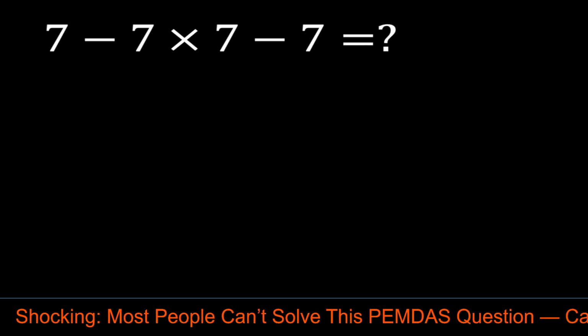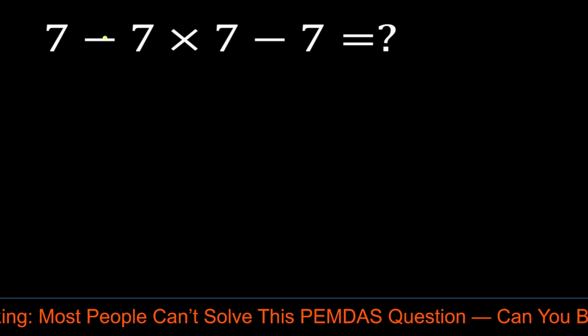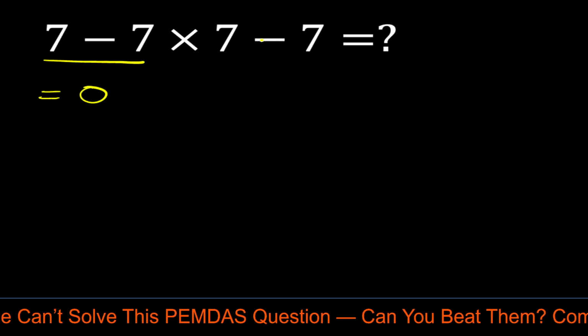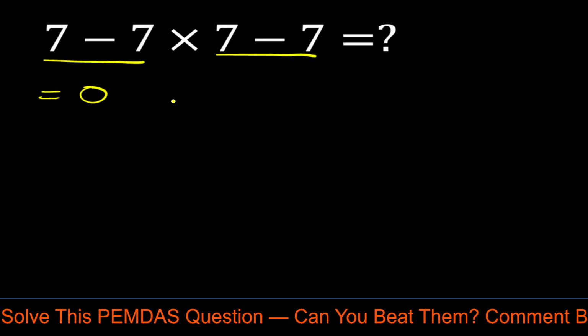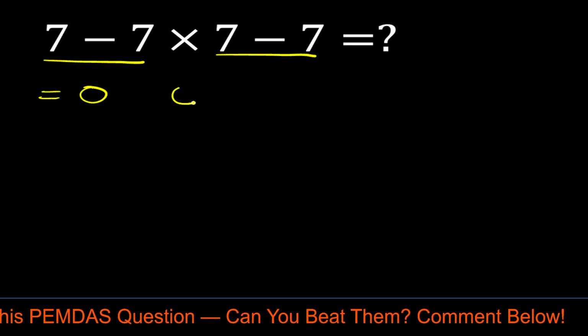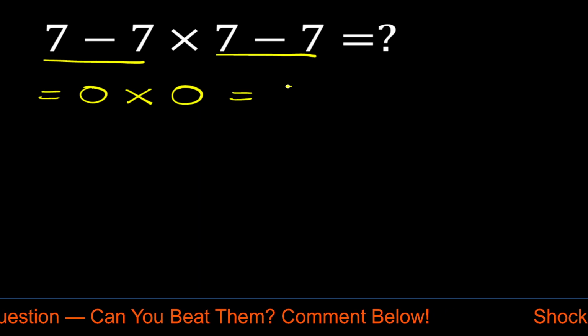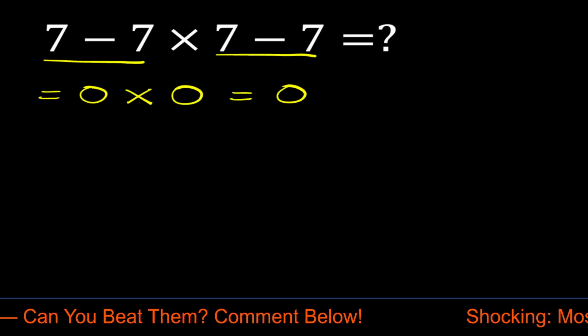So most people solve this question like 7 minus 7. So 7 minus 7 is equal to 0, right? Then again 7 minus 7. So 7 minus 7 is also equal to 0. Now 0 times 0. So 0 times 0 is equal to 0, right?